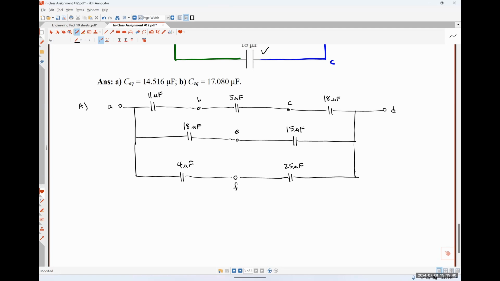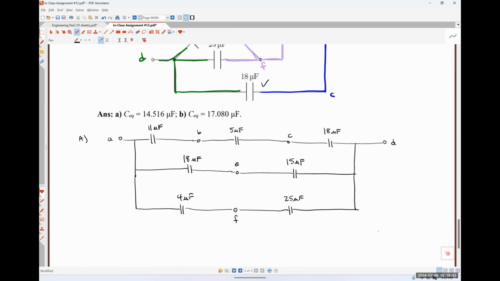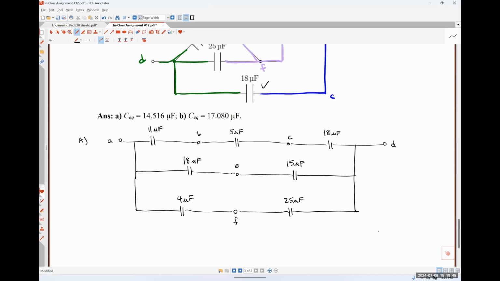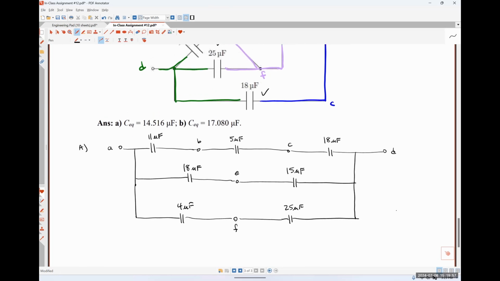So before we begin doing any math with this, does anybody have a problem or any questions about how I redrew my network? Okay, so let's just start from the bottom and work our way up. So how do I combine 4 microfarads in series with 25 microfarads? 4 times 25 divided by 4 plus 25.